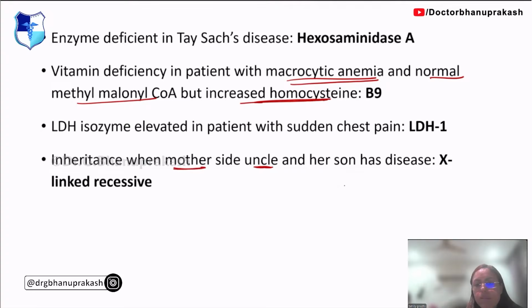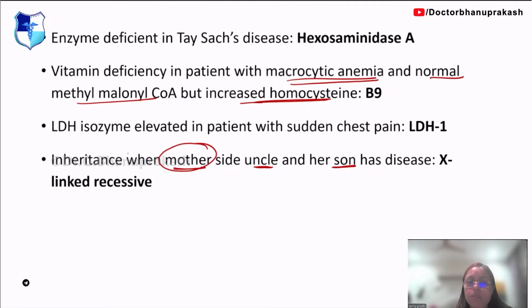Mother's uncle had the disease. Now her son is having the disease. So there is no male to male transmission. The female is the carrier. This occurs in case of X-linked diseases, and this is X-linked recessive. No male to male transmission is seen in X-linked diseases. When the mother is the carrier and mostly males are affected, it is X-linked recessive.